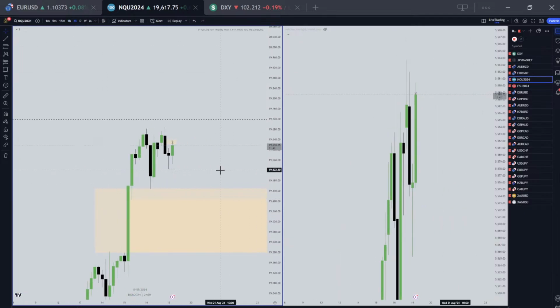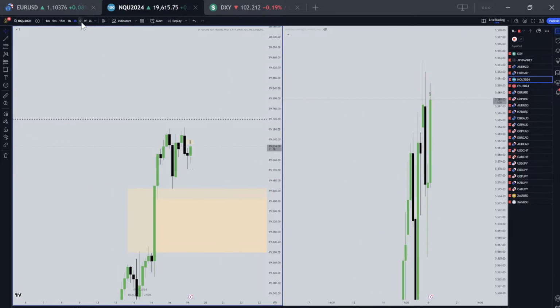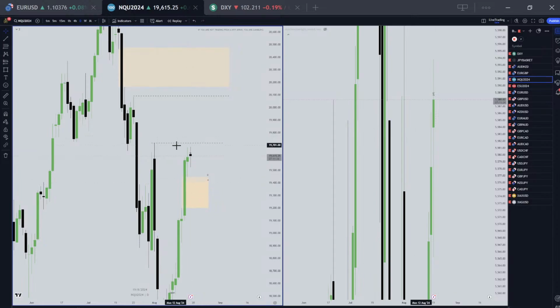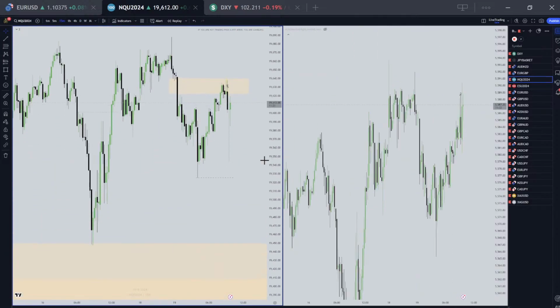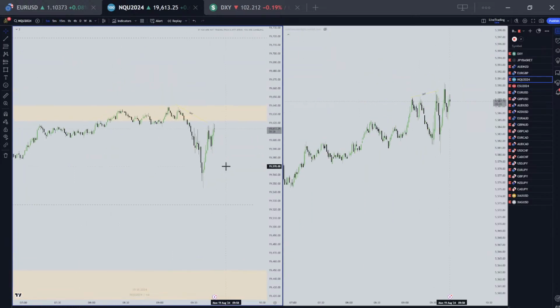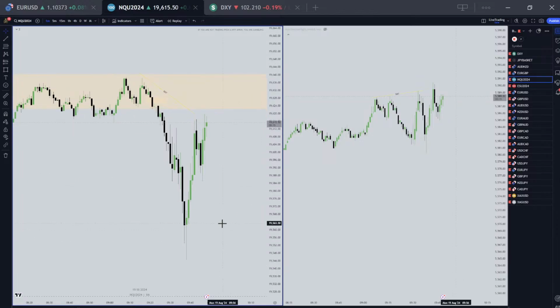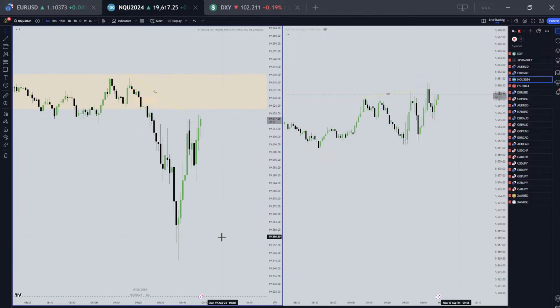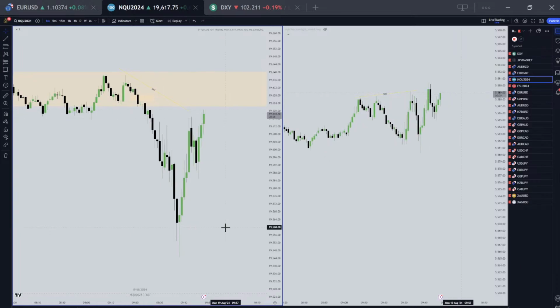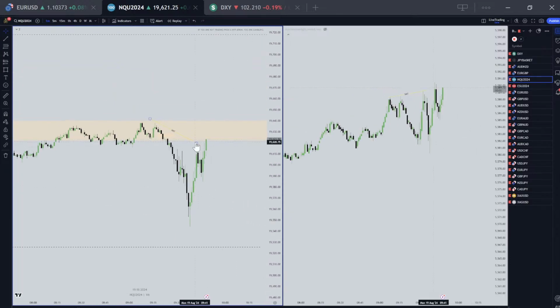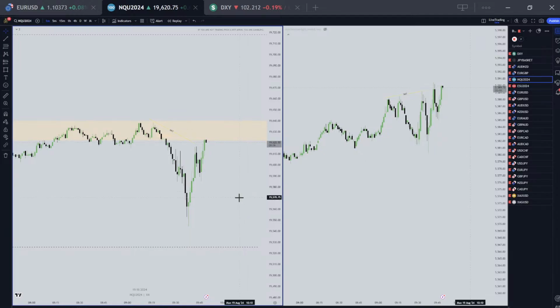I'm currently calling nothing on ES and NQ. For our consolidation, daily and 4 hour busy here, high here. All right, 10 a.m. in 10 minutes.